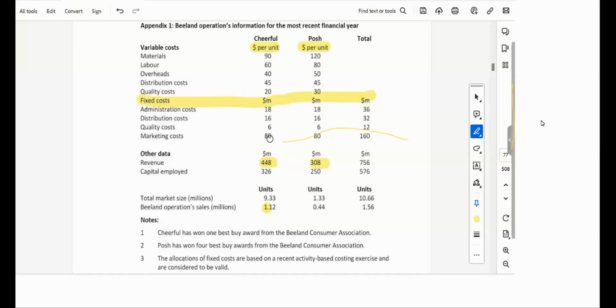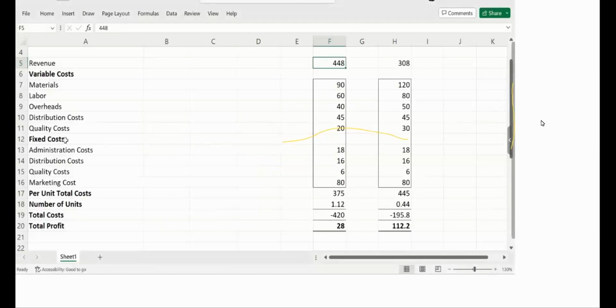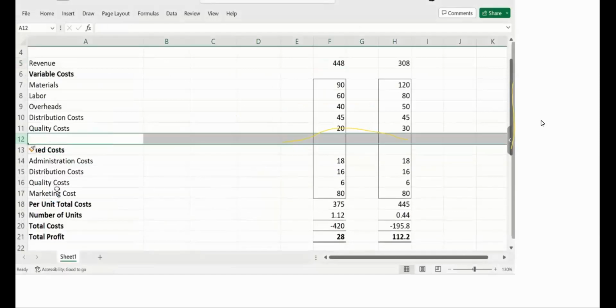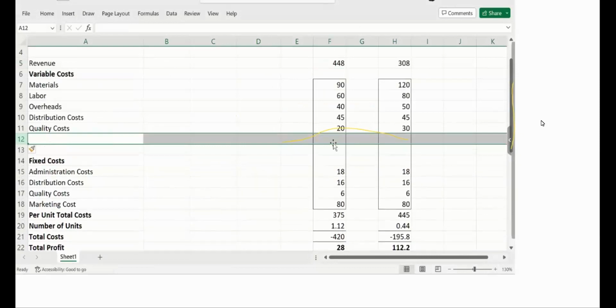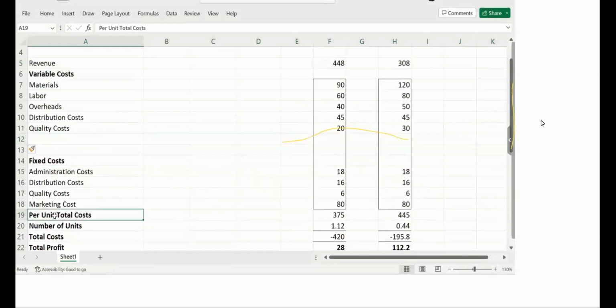Thank you very much for identifying that. Okay. So basically, wait a bit. Variable cost per unit.